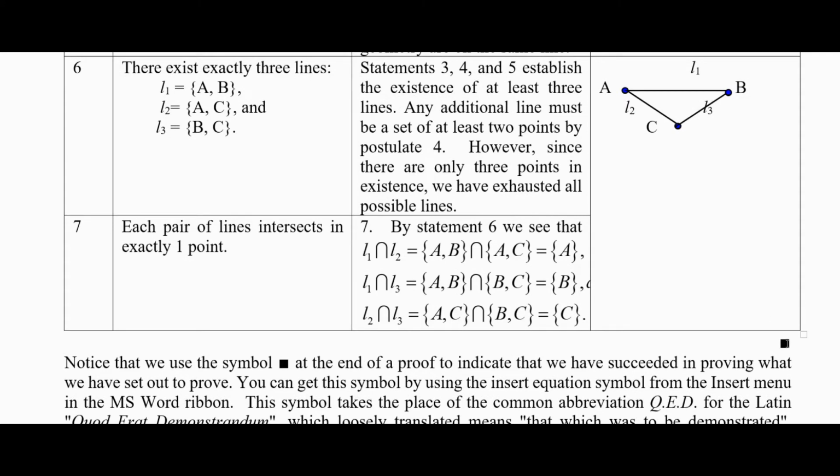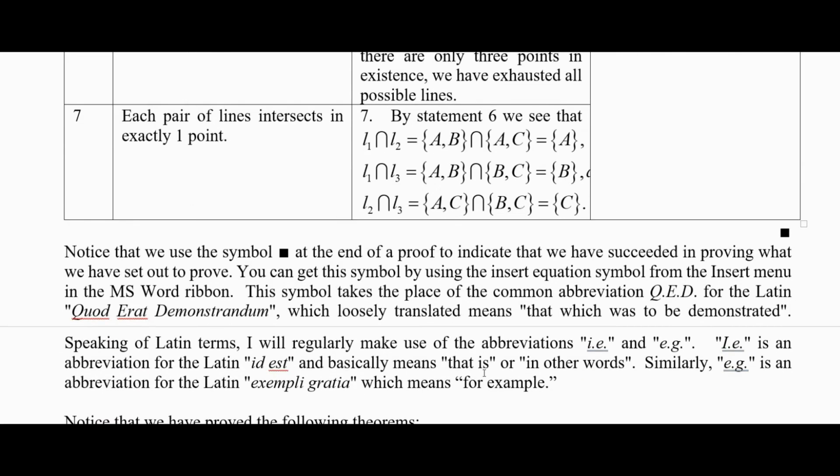And then we put this symbol at the end. That little black square is the proof. It's a symbol at the end to indicate that we've succeeded in proving what we set out to prove. We're done. The proof's over.